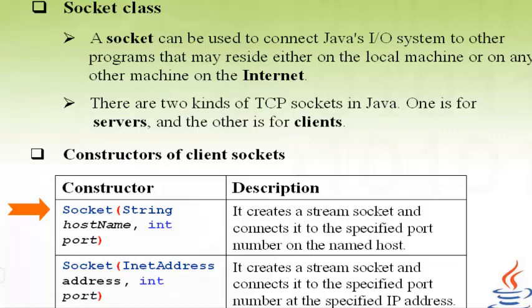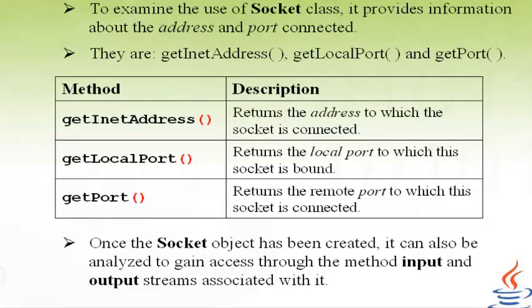Similarly with another, where we give the InetAddress and a port, it creates a stream socket and connects to the specified port number at the specified IP address. Here we give the host name. Here we give the IP address. There are many methods to examine the Socket class, which provide information about the address and the port connected: getInetAddress, getLocalPort, and getPort. getInetAddress returns the address to which the socket is connected. getLocalPort returns the local port to which the socket is bound, and getPort simply returns the remote port to which the socket is connected.